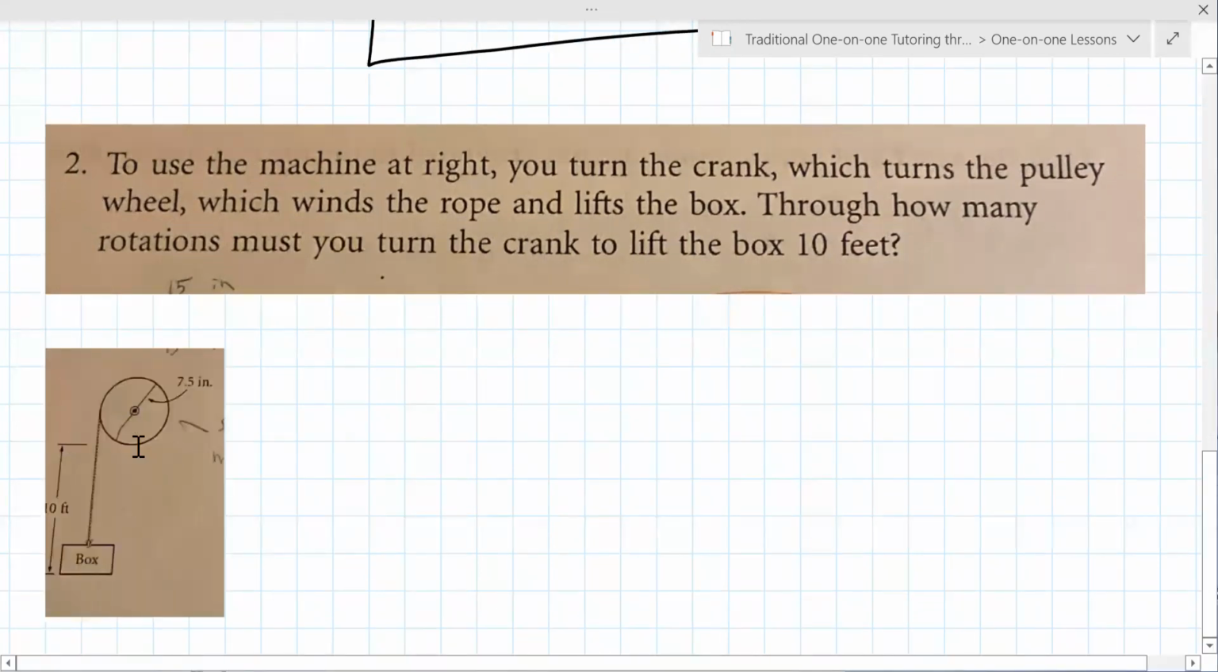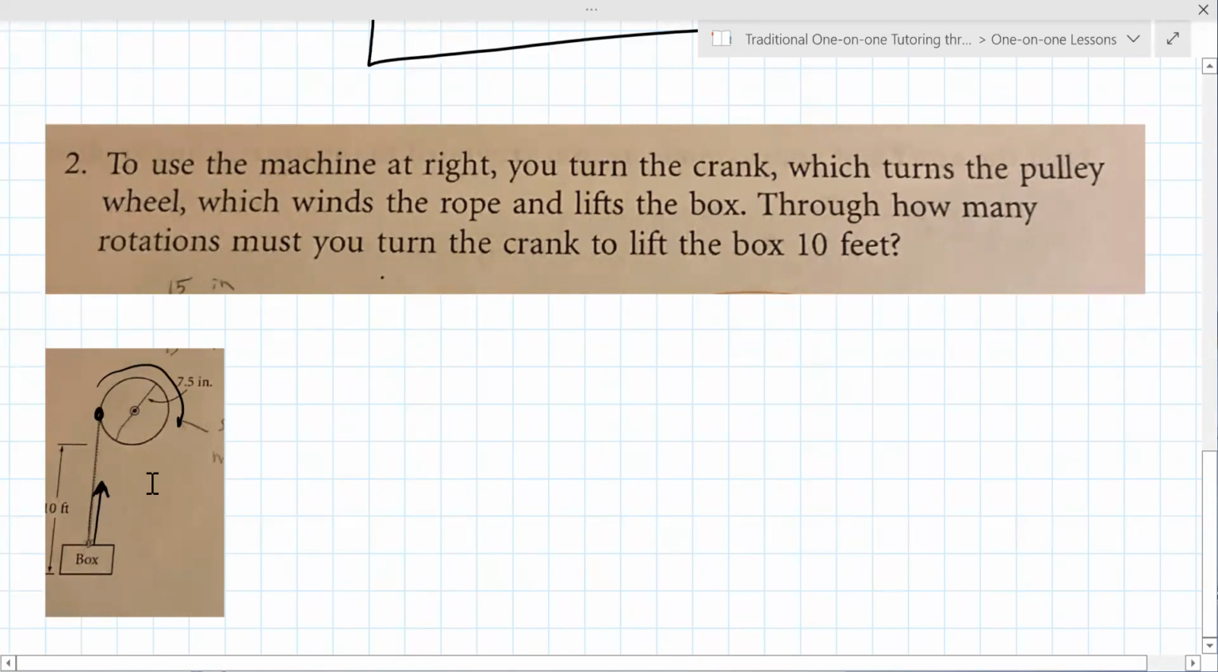Okay, so here's the picture. The picture is really important here. So there's kind of this starting point here. And if you've ever rotated a crank, the box will go up. Like this line starts getting wrapped around this. It's almost like a pulley. Yes, and it's not to scale, because it's 10 feet and 7.5 inches, but it is a drawing here.